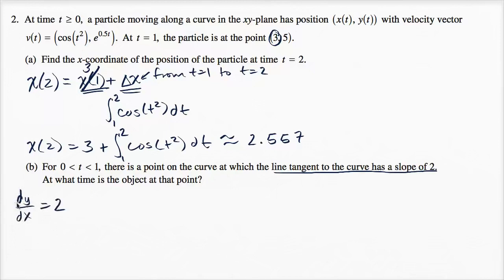Well, they don't directly give us the derivative of y with respect to x, but they do give us the derivative of x with respect to t, and they give us the derivative of y with respect to t. The x component of the velocity function is the rate of change of x with respect to time, and the y component of the velocity function is the rate of change of y with respect to time. And using those two, we can figure out the rate of change of y with respect to x.